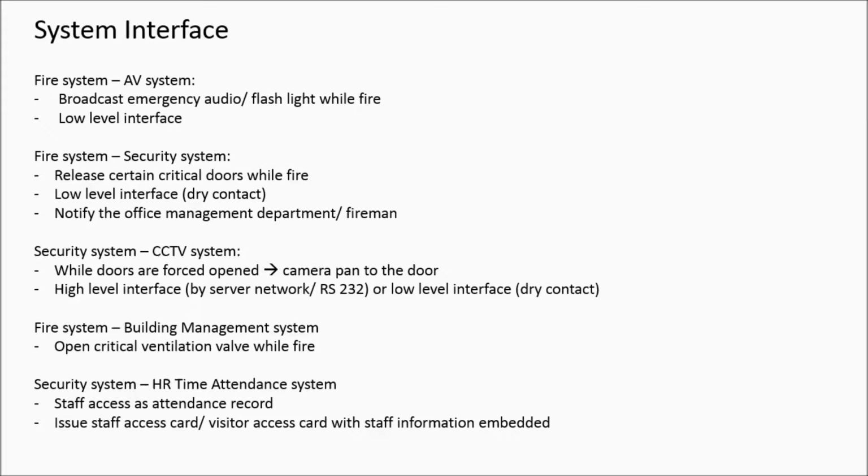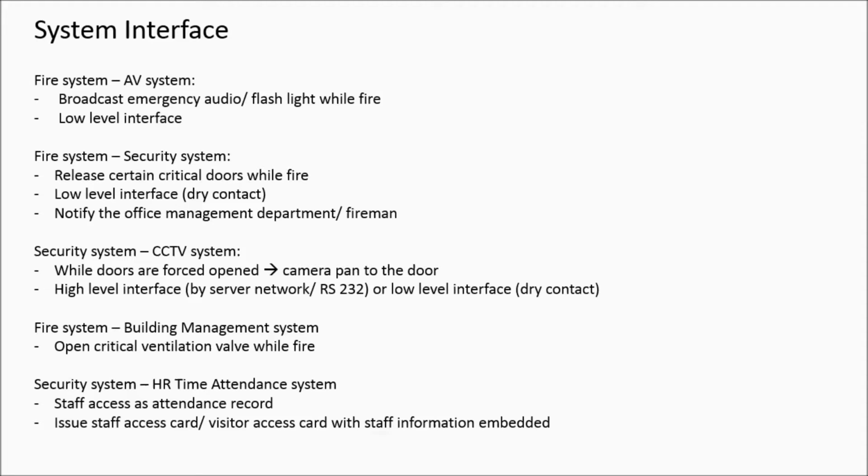The second example is the fire system with the security system, so that when there is a fire, all the critical life-saving doors will be opened automatically, and those door locks will be unlocked. There should be some alarm notifying the management officer or the firefighter. The system interface can be achieved by low-level dry contact interface. Actually, in all the fire systems, they use dry contact interface because this is more reliable.